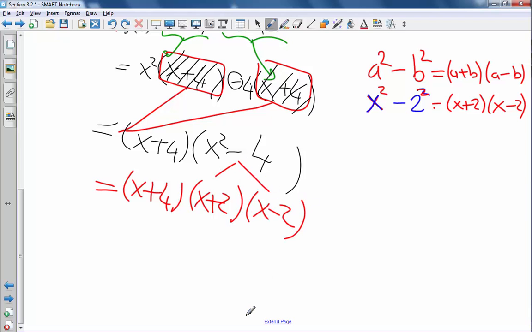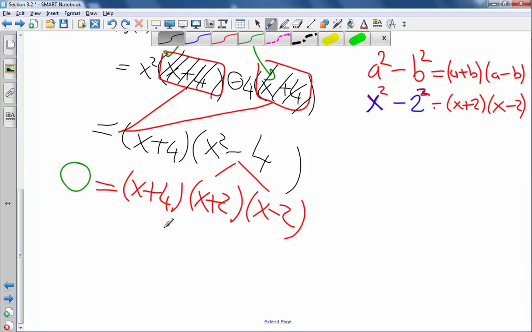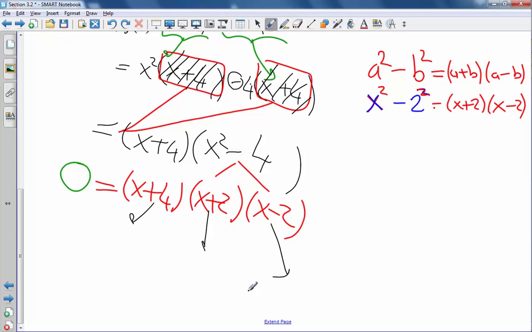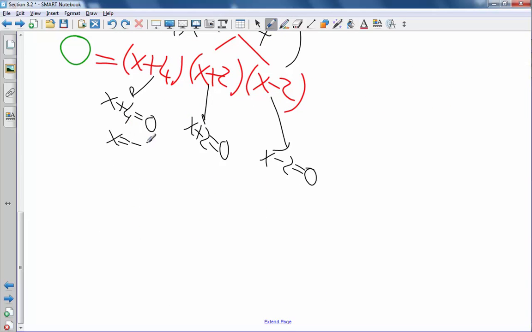Okay? Mission accomplished. Now you need to determine the zeros. What makes this expression 0? So you want this to be 0, and literally set it into 0. Take really each part apart and see what makes each part 0. Set each part into 0. And you find -4, -2, and 2.